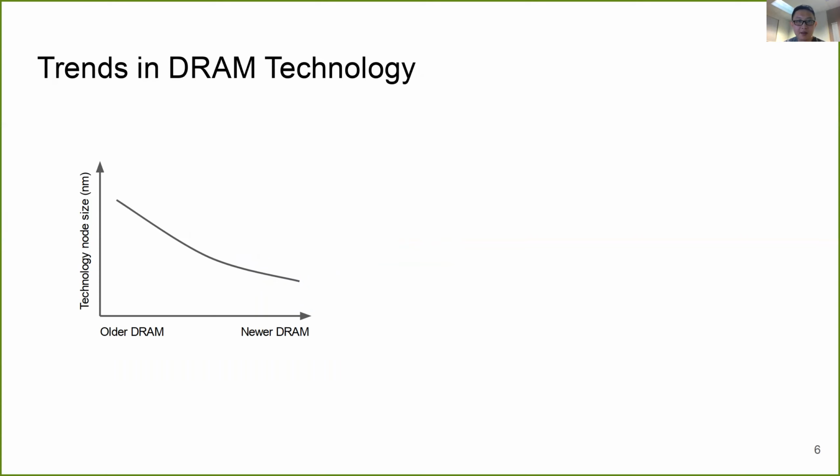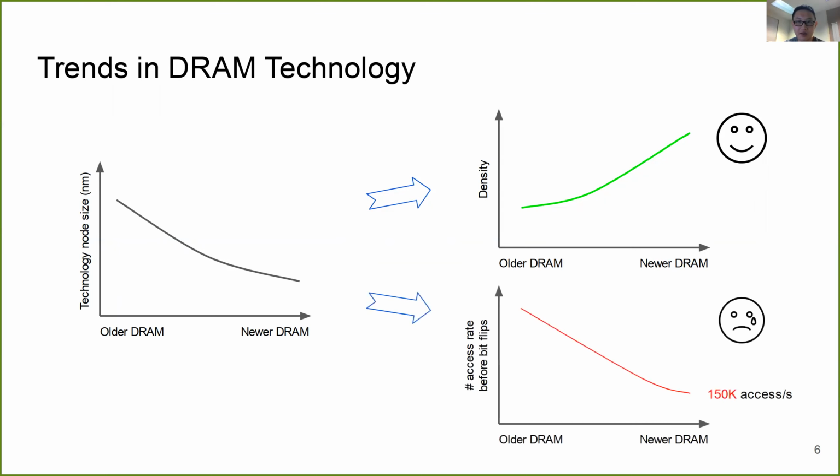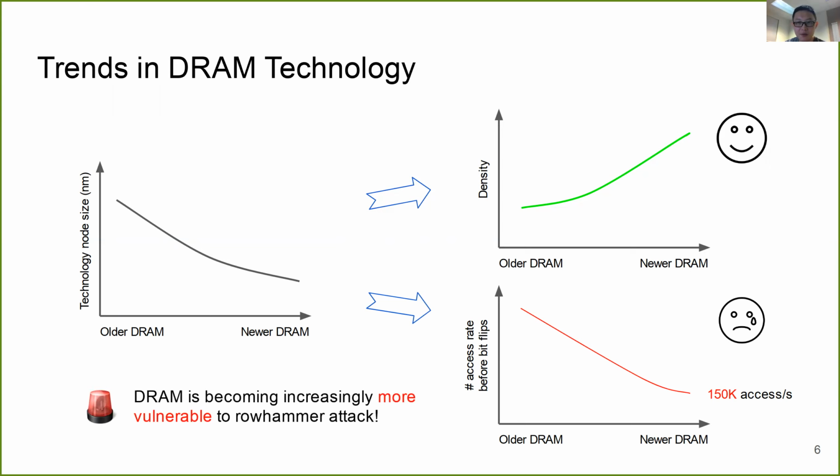Although the DRAM vendors claim that the rowhammer issue has been solved, there's a worrying trend that the technology node size of DRAM keeps decreasing over recent years. On one hand, this will increase the density of the DRAM so that people can get more DRAM with higher capacity or with better cost efficiency. But meanwhile, this also leads to a trend that the minimum access rate needed to rowhammer keeps decreasing. And recent studies show as low as 150K accesses per second can trigger bit flips in newer DRAM modules. In other words, the DRAM modules are becoming more vulnerable to rowhammer attack.